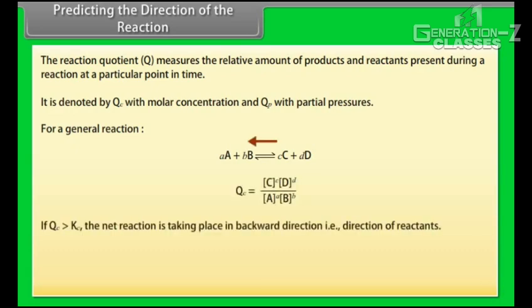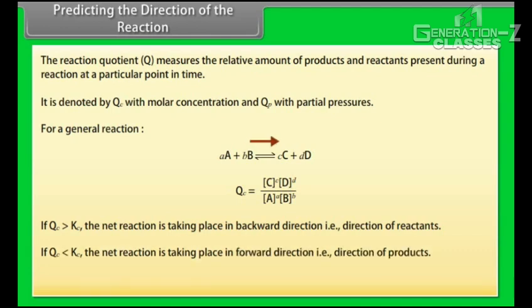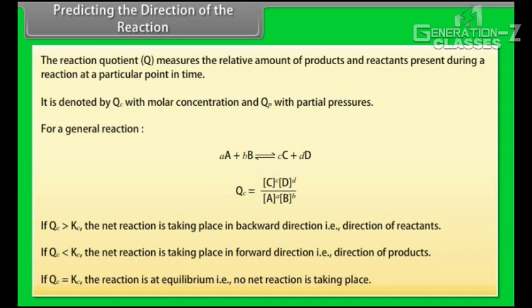If Qc greater than Kc, the net reaction is taking place in backward direction, that is direction of reactants. If Qc less than Kc, the net reaction is taking place in forward direction, that is direction of products. If Qc is equal to Kc, the reaction is at equilibrium, that is no net reaction is taking place.